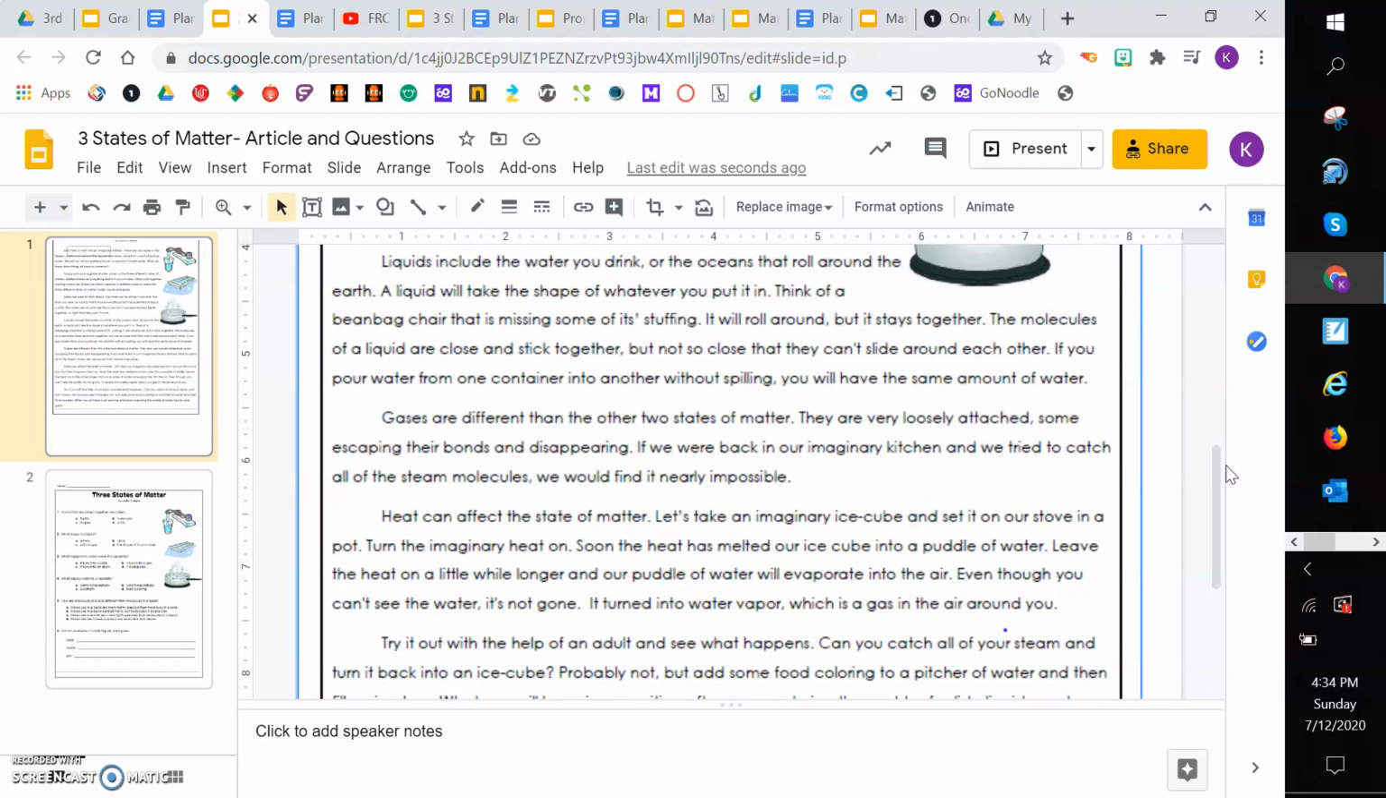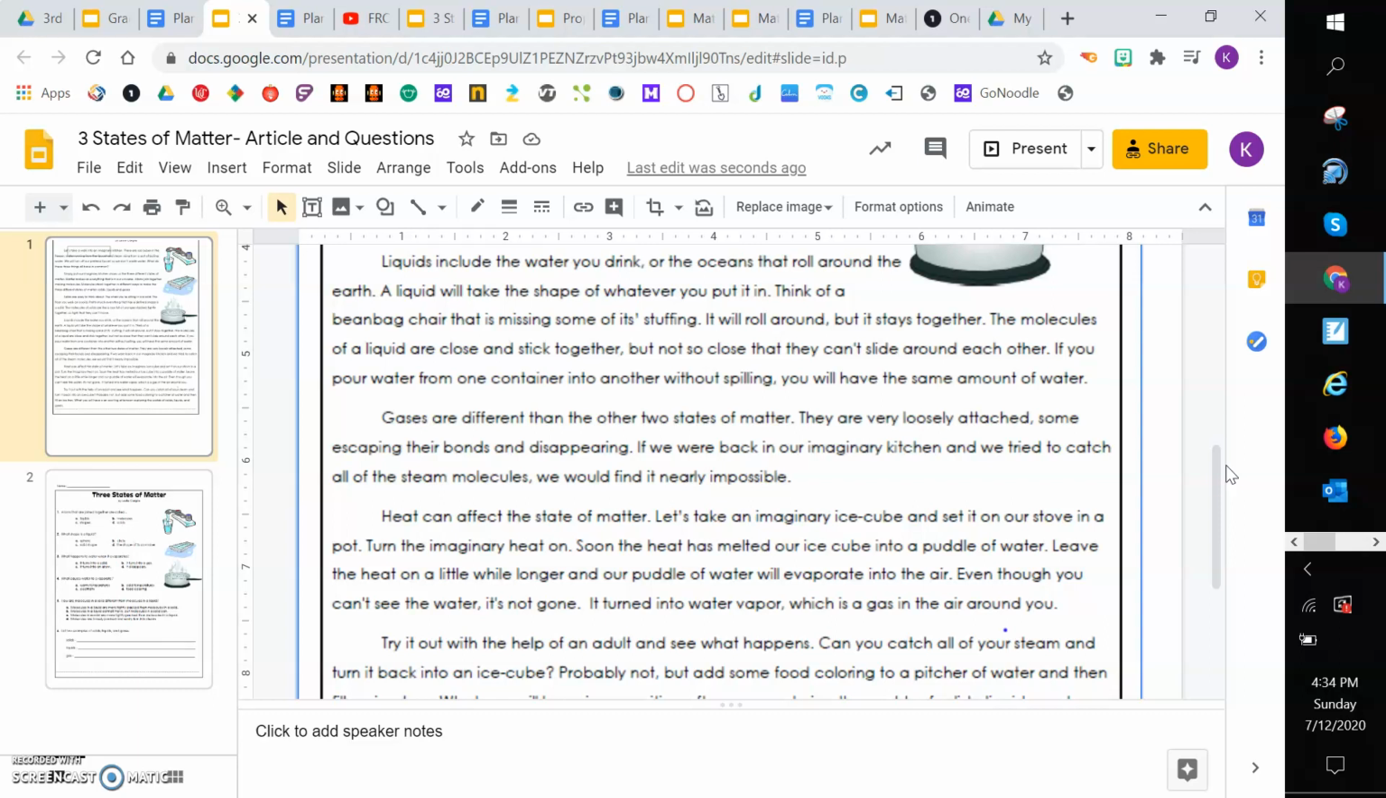Liquids include the water you drink or the oceans that roll around the earth. A liquid will take the shape of whatever you put it in. Think of a beanbag chair that is missing some of its stuffing. It will roll around, but it stays together. The molecules of a liquid are close and stick together, but not so close that they can't slide around each other. If you pour water from one container into another without spilling, you will have the same amount of water.